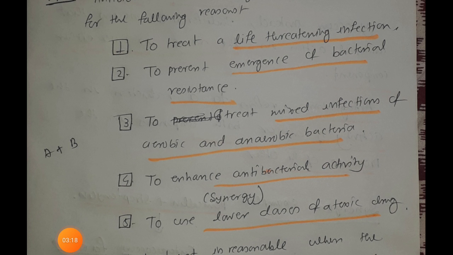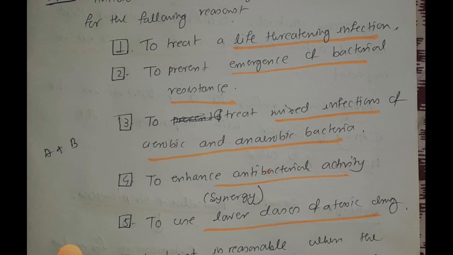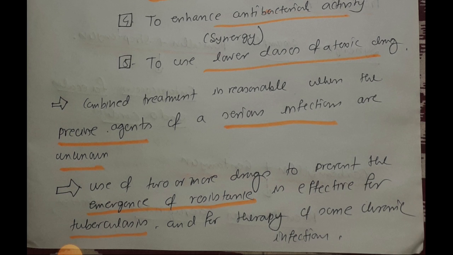The first one is to treat a life-threatening infection, to prevent emergence of bacterial resistance. The third one is to use low toxic dosage of drug, right? And another one is to enhance antibacterial activity, that is our synergism. And the last one is to treat mixed infection of aerobic and anaerobic bacteria. Okay, so let's move. What are those kinds of mixtures?